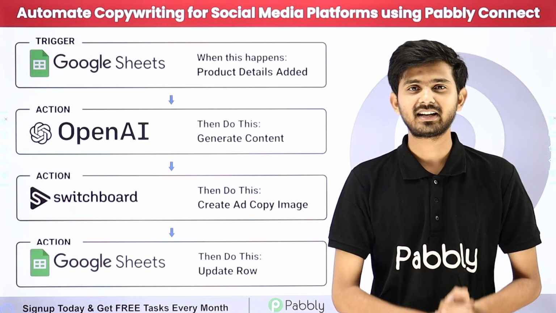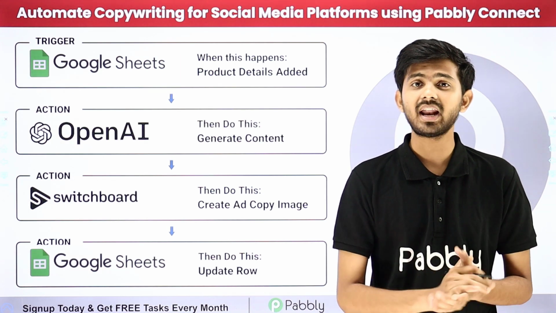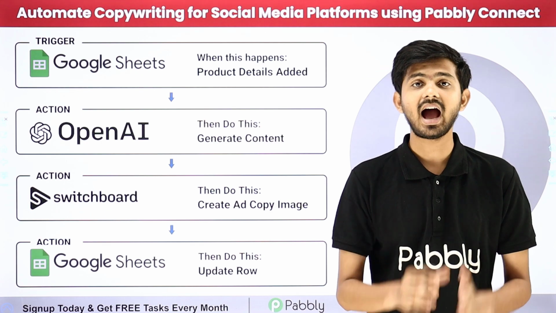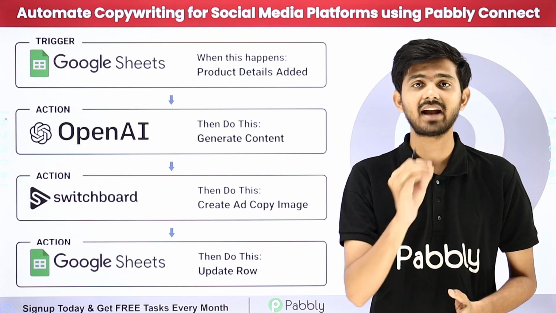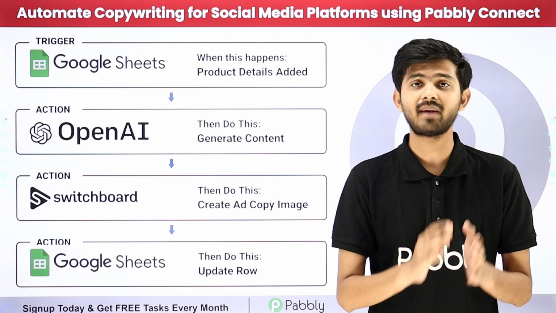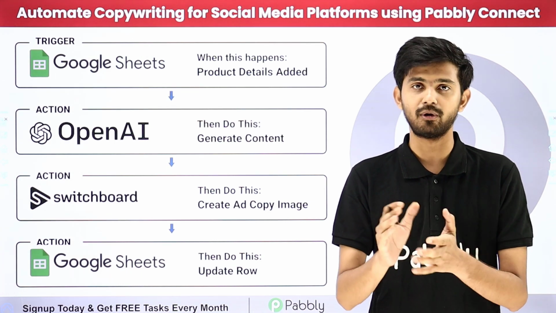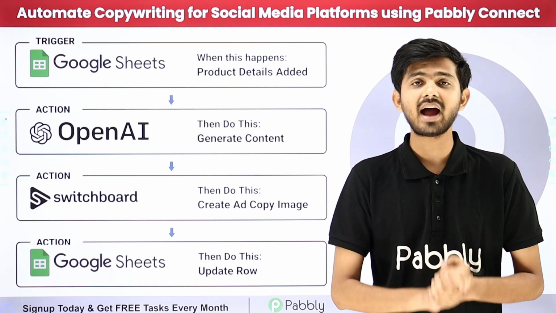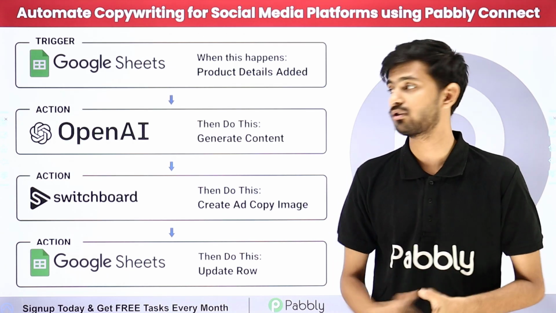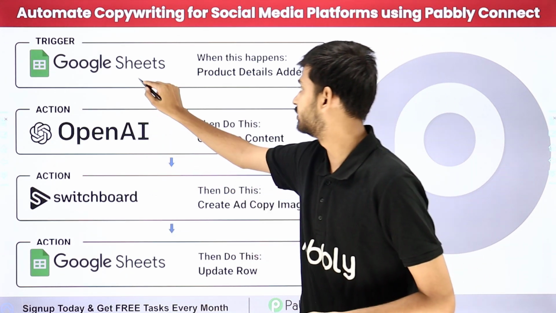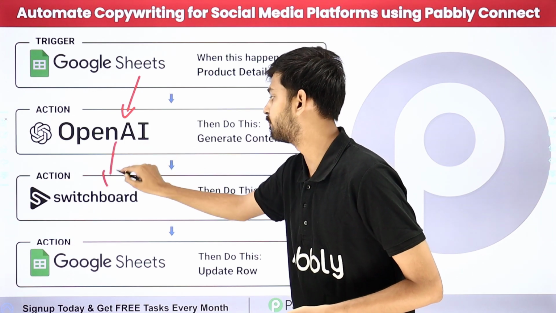So for my objective, I have to manage a Google Sheet where I need to add all the details of my products, and by using all these details, I want to generate the content for my ad copies using OpenAI, and I also want to generate the image for my ad copies using Switchboard. As I generate all the images and the content, I'm going to automatically update the details in my Google Sheet. So for my objective, I have to build a connection between Google Sheets, OpenAI and Switchboard.